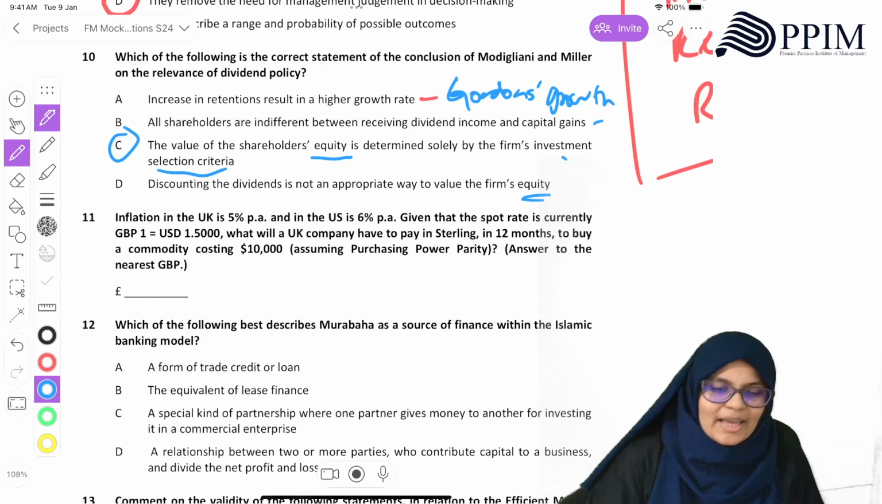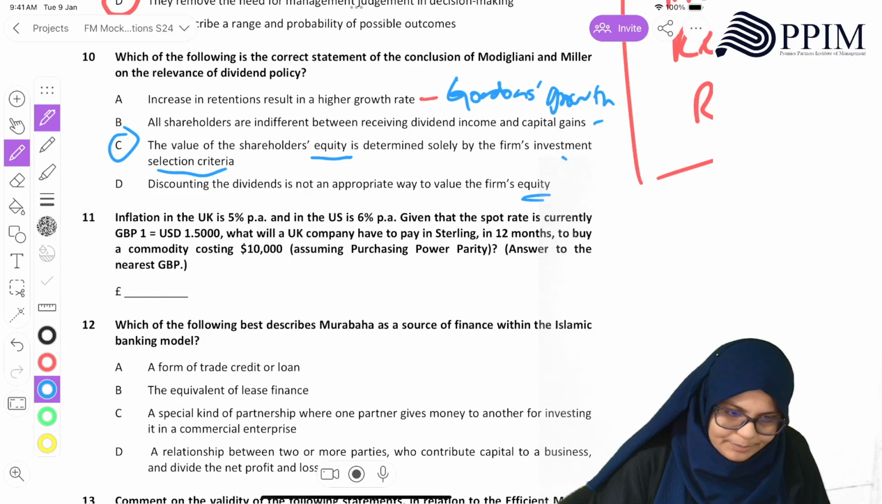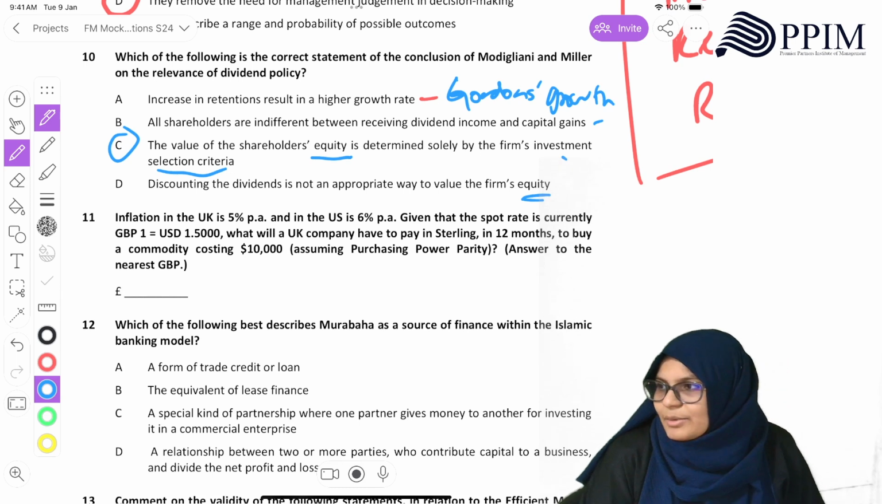Right, so 11 is a calculation. You can try it out, something to do with the purchasing power parity theory. Try it since some of you haven't.